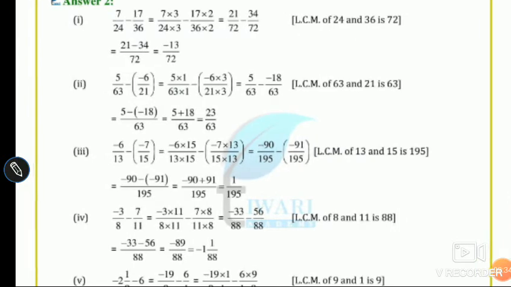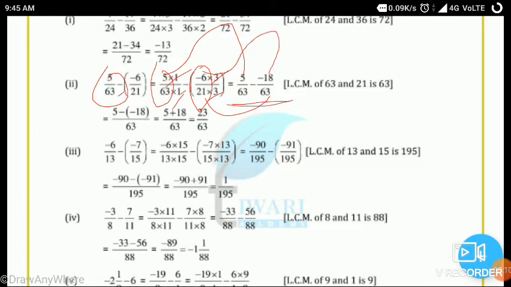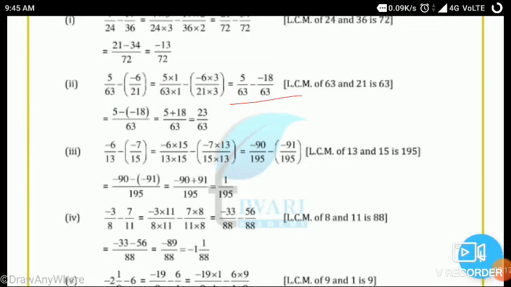So first upon we write 5 upon 63 as it is. Now see, by which number we multiply 63 to get 63? Of course 1. So we multiply 1 in numerator and denominator, minus sign, and 6 upon 21 we write first as it is, and 21 multiply which number to get 63? So 3. So we also multiply 3 in numerator. Understood? Now see, 5 ones are 5 upon 63 minus 6 3s are 18 upon 63. Okay, denominator are same in both rational numbers.